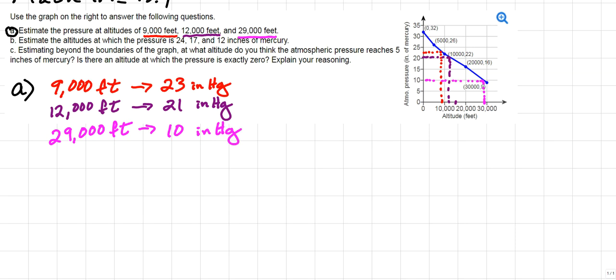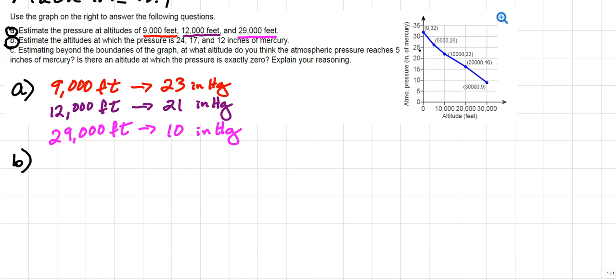Then we're going to look at part B. We want to estimate the altitudes at which the pressure is 24, 17, and 12 inches of mercury. So when we start that one, we'll look on the vertical axis and find 24, which is somewhere right about here. Okay, and since this is getting crowded, I will erase all of these dotted lines and we'll start fresh.